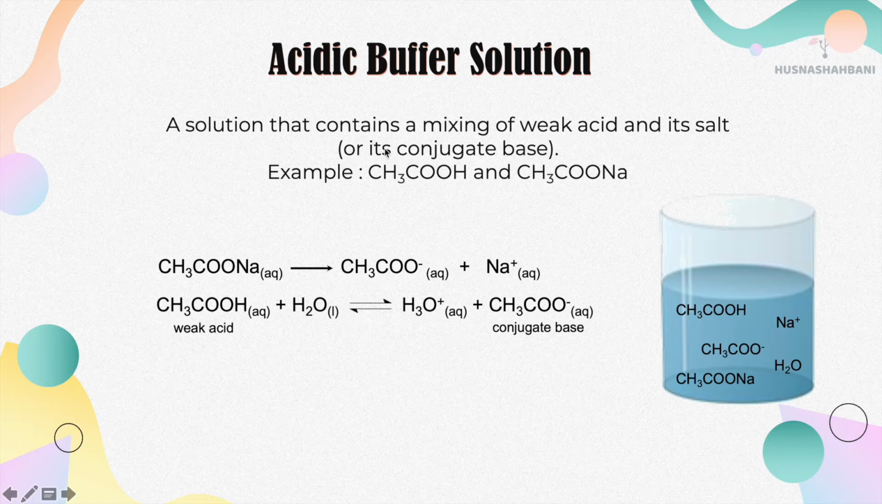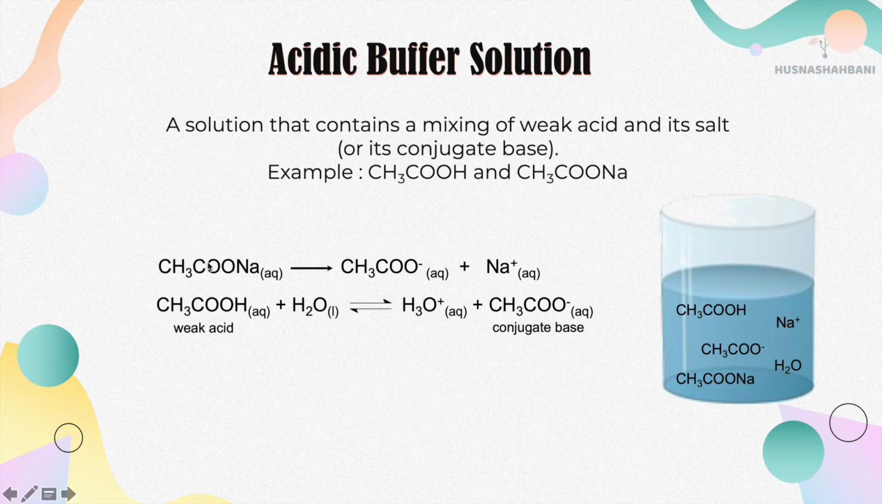CH3COO-Na. Why or its conjugate base? Because if you look here, this is an acidic buffer solution. Here, you have the weak acid CH3COOH and you have the salt. We know that salt will be dissociated into cation and anion. So in this acidic buffer solution, you have Na+, the cation, and the anion CH3COO-. So this is its conjugate base. For the weak acid, this is its conjugate base, and you have salt in it, and you have water in this acidic buffer solution because they are in aqueous form.